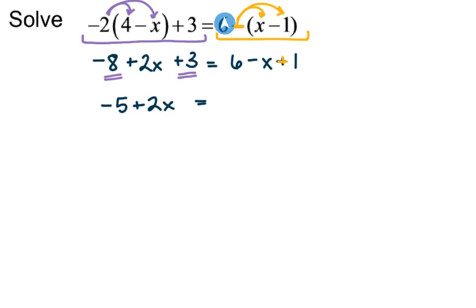The 6 is not getting distributed. So I have 6 minus x plus 1. And I can add the 6 and the 1. That gives me 7 minus x.